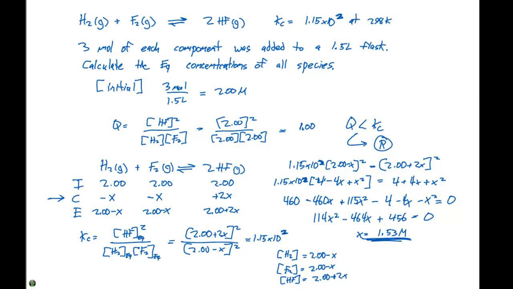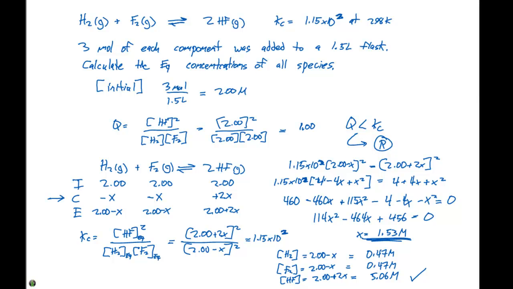So our concentration of H2 is going to equal 2.00 minus 1.53, or 0.47 molar. Our concentration of F2 is going to be the same. And our concentration of HF is 2.00 plus 2x, or 2.00 plus 2 times 1.53, which is going to give us 5.06 molar. And these right here are going to be the equilibrium concentrations of all the species present.